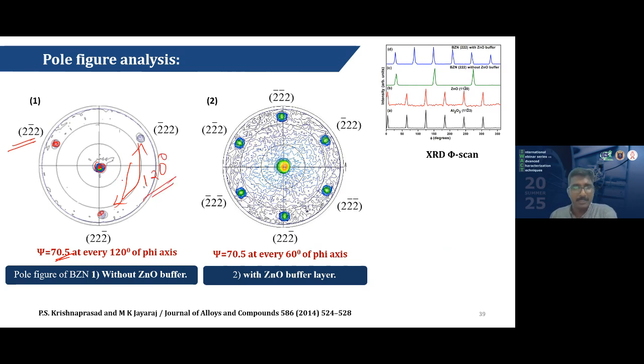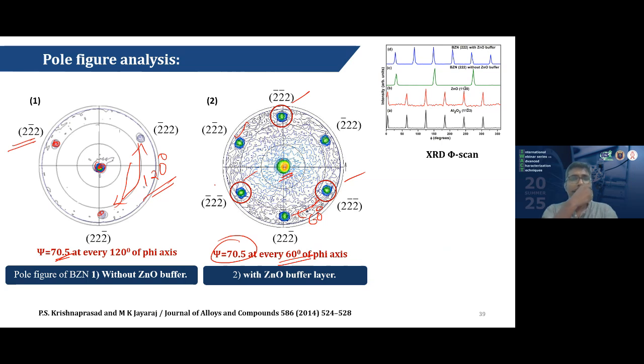Whereas in the case of epitaxial thin films, when we grow BZN thin film on the zinc oxide buffer layer, you could see that there is one peak at the center. In addition to that, there are 6 poles. In addition to the previous 3 poles, we could see another set of 3 peaks at the same psi equal to 70.5 degree, but now the angular separation is about 60 degree.